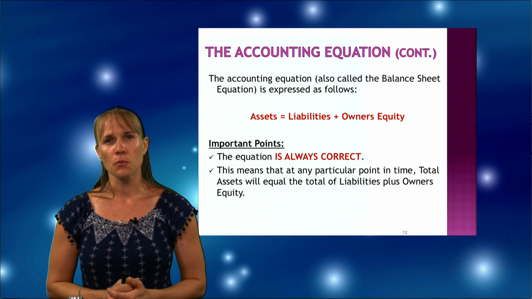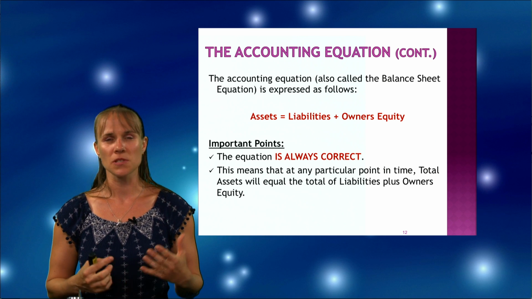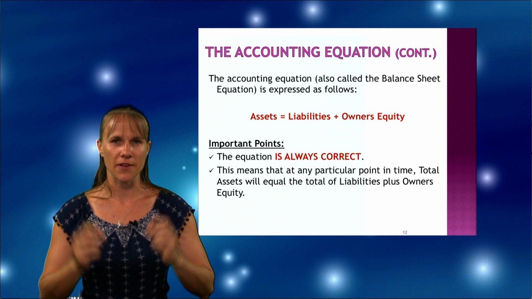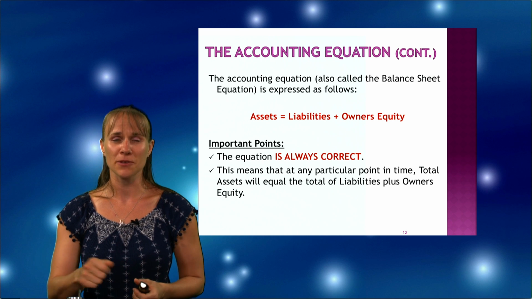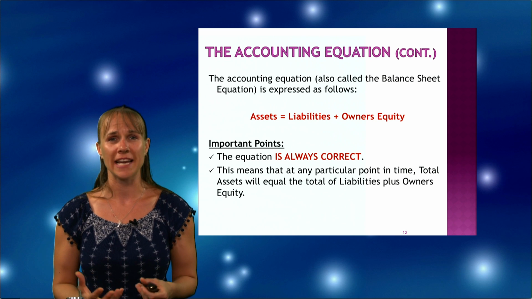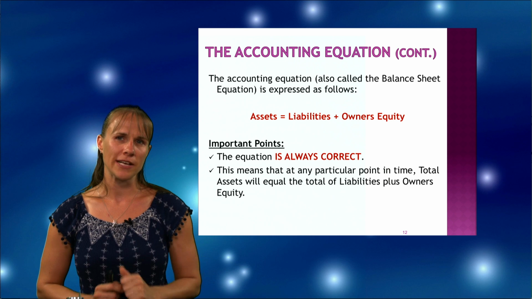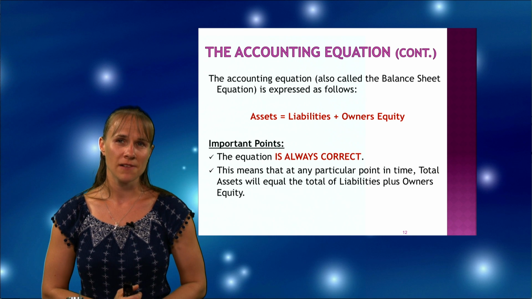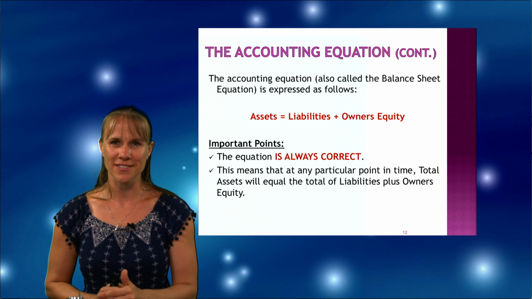So continuing on with our accounting equation, here's what it looks like. Assets equals liabilities plus owner's equity. So this is what your tattoo should be looking like. Or at least write it out a good 1,000 times just so you don't forget, because it is so important. Some things to note about this equation: it's always correct. Your assets must always equal your liabilities plus your owner's equity.